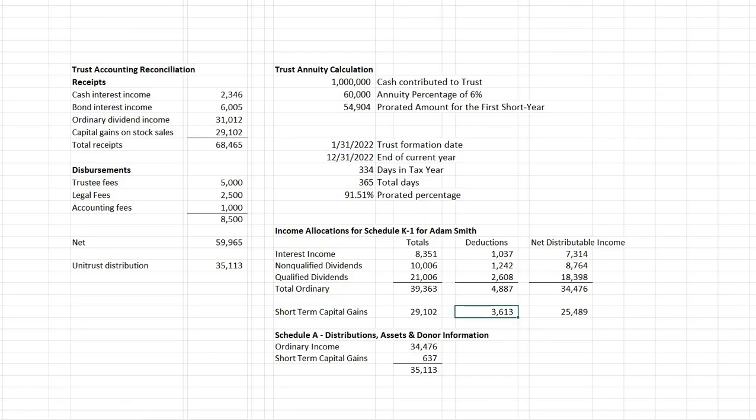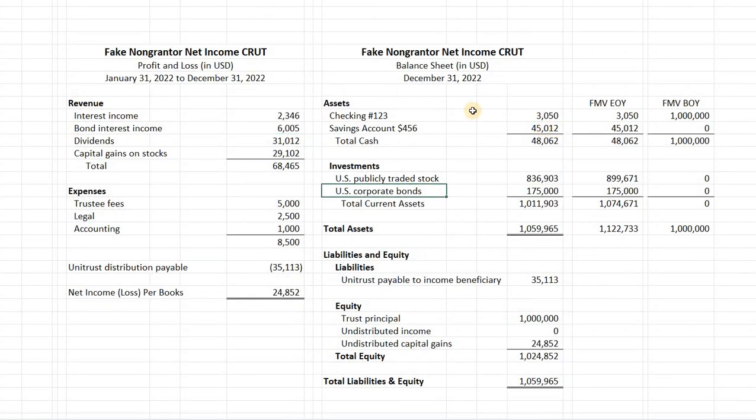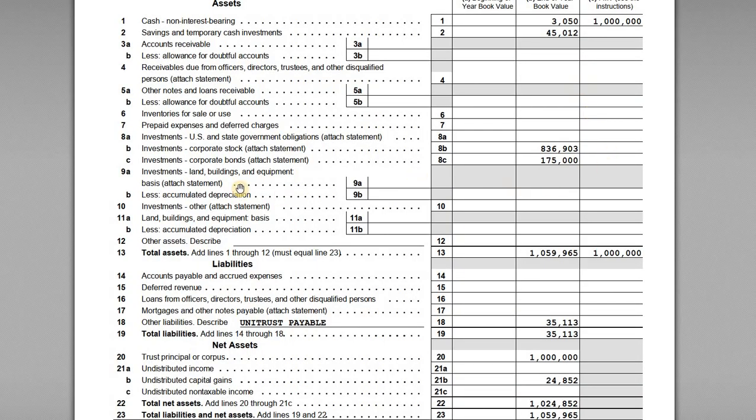Right, so on our balance sheet, what we've done is we've separated out our assets, right, investments in publicly traded stock, corporate bonds, and we have listed, so these are the carrying values per our books, all right, so at cost. And then we have fair market values at the end of the year and fair market values at the beginning of the year. So beginning of the year, we didn't have anything other than cash, right? That's what was contributed to the trust. And then at the end of the year, these are the values for each of the assets, all right? So we've listed those there.